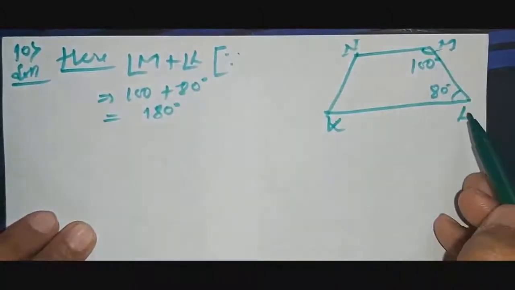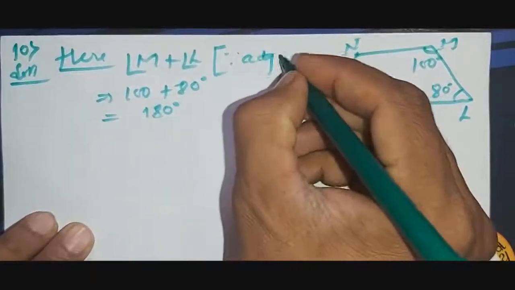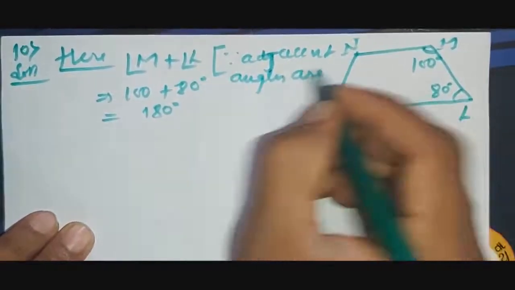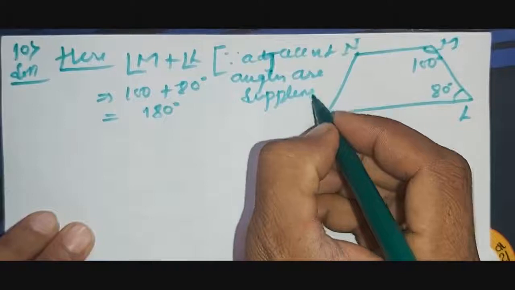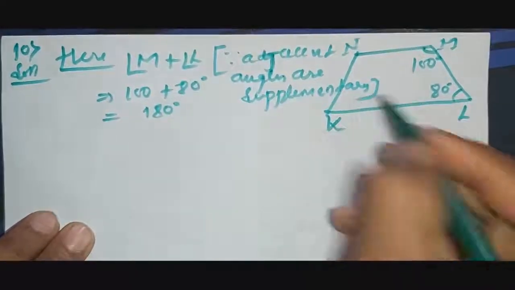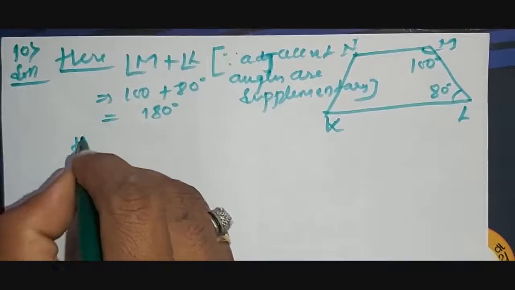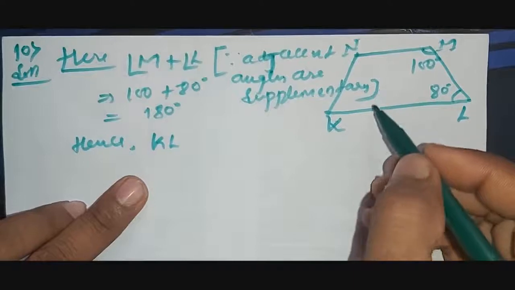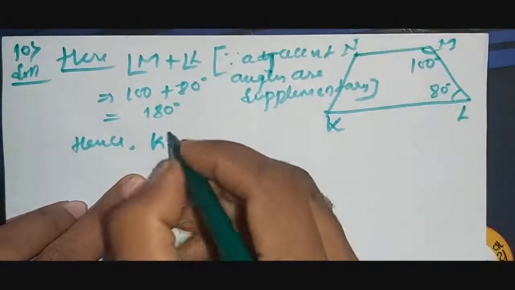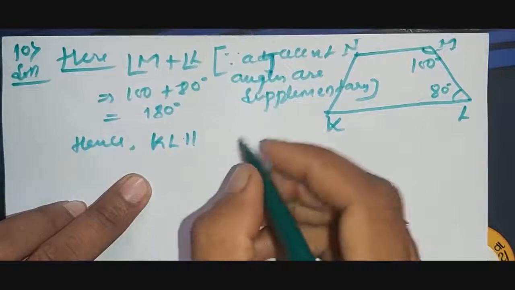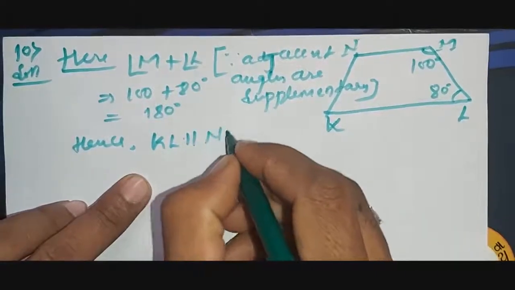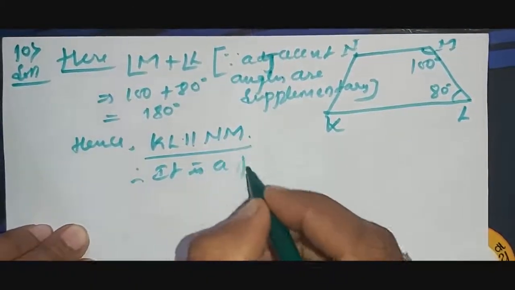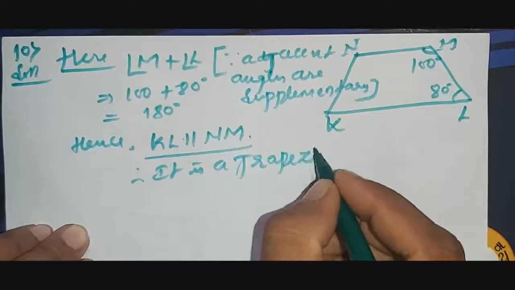I had taken here M and L, adjacent angles are supplementary. Adjacent angles are supplementary. There ends KL. Okay, here I will write KL is parallel to MN or NM. KL is parallel to NM. Therefore, it is a trapezium.